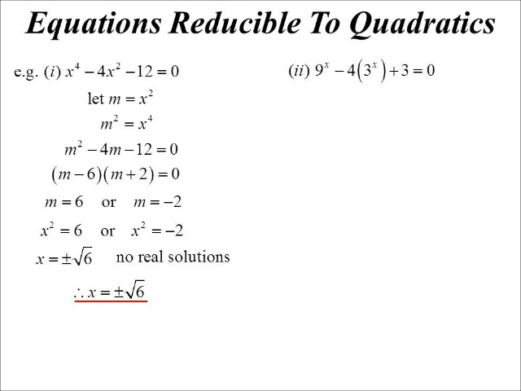That's why I think this notation is possibly better, because there's no confusion. It's 4 times 3 to the power of x. But again, 9 is 3 squared. So we can turn that into a quadratic.